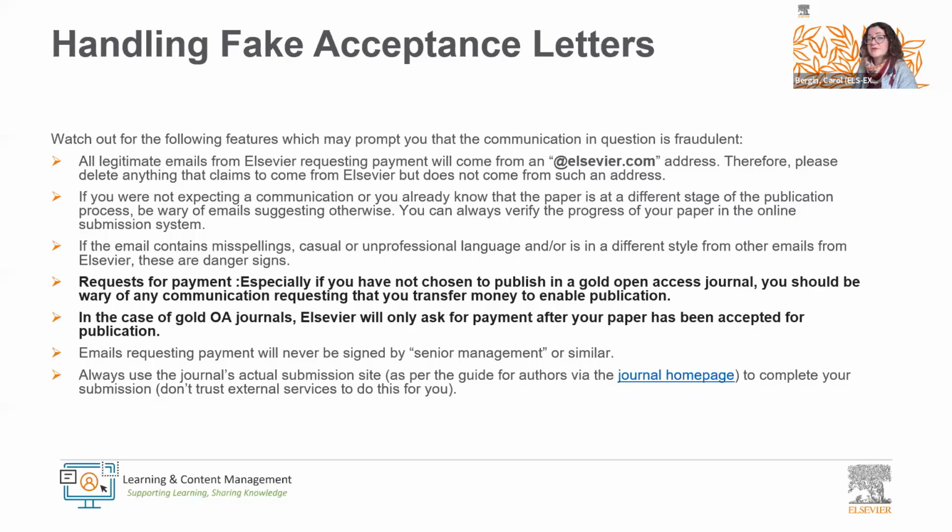So just on screen now, you'll see some tips on how you can avoid being scammed and staying safe when publishing your paper. I'll just briefly mention some of these. The first point, just to ensure all legitimate emails from Elsevier requesting payment will come from an @elsevier.com email address. So anything other than that is not something that you should be trusting. If you're not expecting a communication or you already know the paper's at a different stage in the process, then do be wary of any emails suggesting otherwise. If the email contains any misspellings or casual or unprofessional language, or it's a different style from the emails that you usually receive from Elsevier, then these are danger signs to look out for.